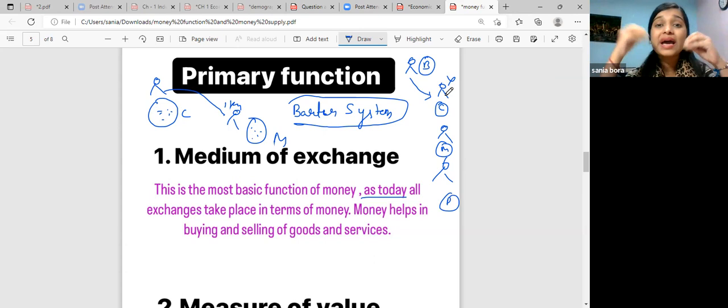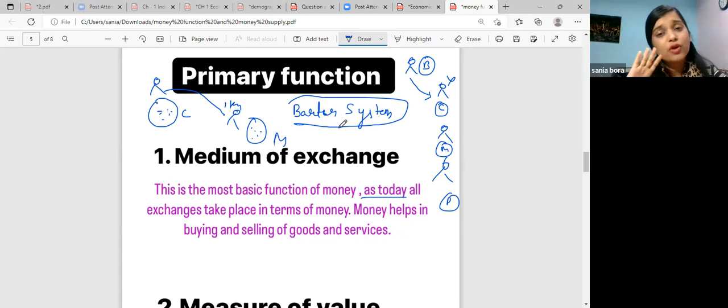Double coincidence means whatever I'm selling, you need to buy it, and whatever you are selling, I need to buy it. There has to be a need. Only then will we get into a contract that, okay, I'm giving you this, and in return you are giving me that. So this was the problem: you have to find the particular person who is ready to give you his product in return for whatever you are offering.